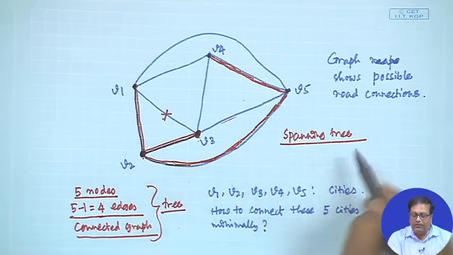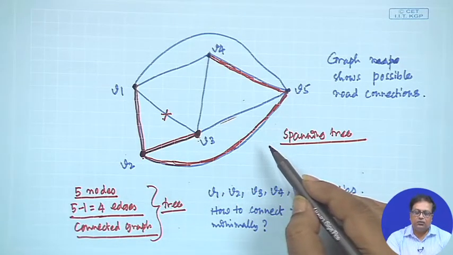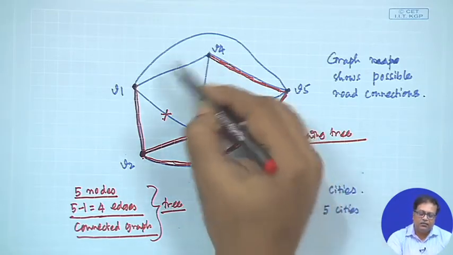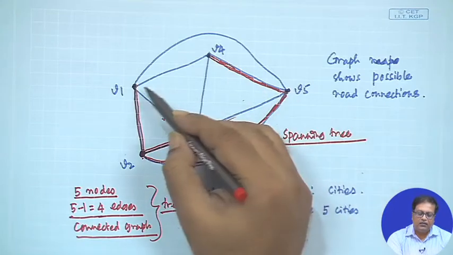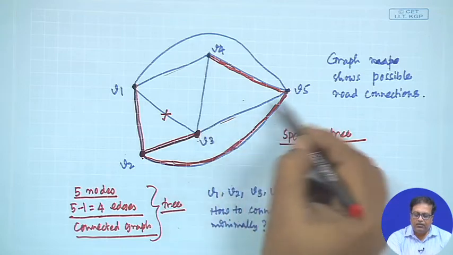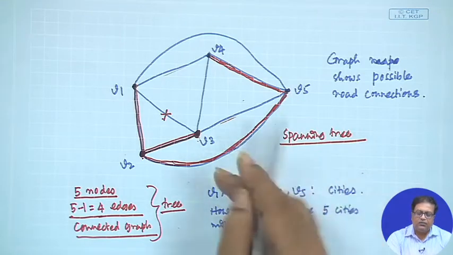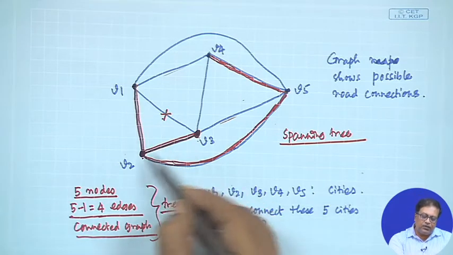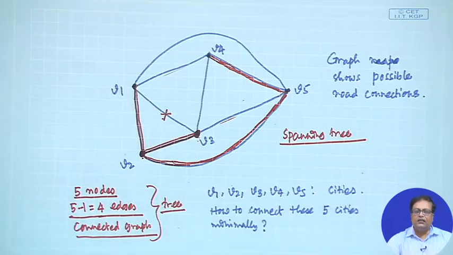But is it the only spanning tree? The answer is no. There are other spanning trees also. What are the other spanning trees? If I would have taken this, then another. If I would have taken this, another. So, we could have got many other spanning trees. We could have chosen these and these also. So, like this, a large number of selections of spanning trees are possible.